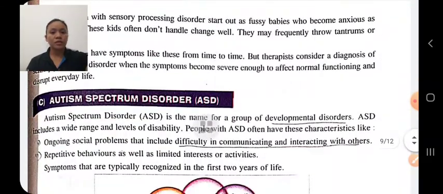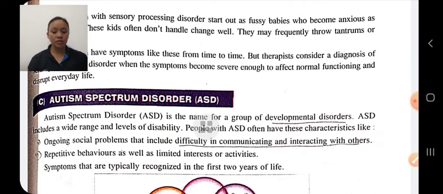The next is autism spectrum disorders. Autism spectrum disorder is a brain disorder, a developmental disorder. Therefore, the person faces difficulty in communicating and interacting with others due to the developmental disorder. It includes a wide range and level of disability.